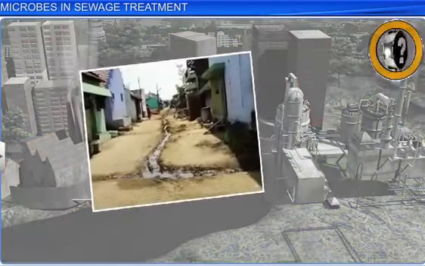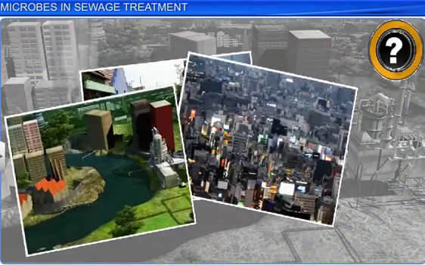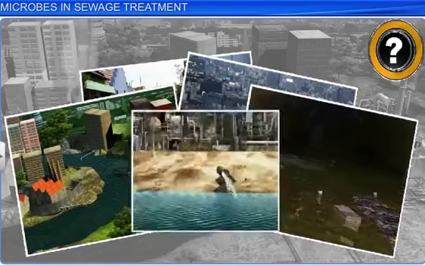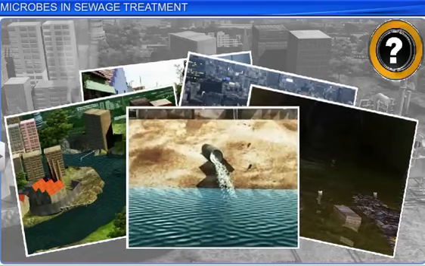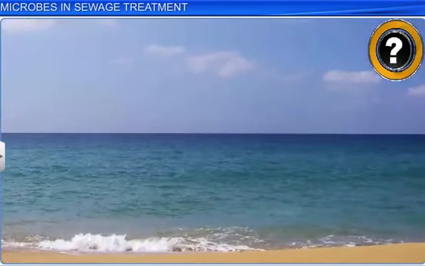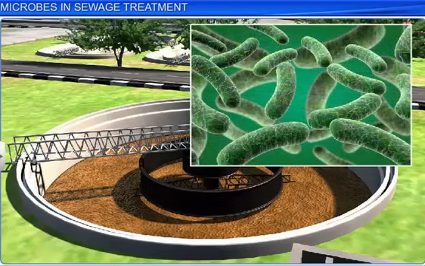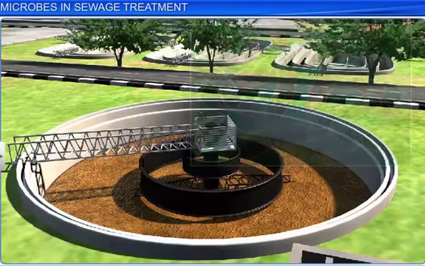Have you ever wondered where all this sewage produced by us goes? It certainly cannot be just deposited as it is into rivers or the sea. Sewage is first treated by microbes that are naturally present inside it before it can be safely disposed of in rivers and streams to avoid polluting these water bodies.